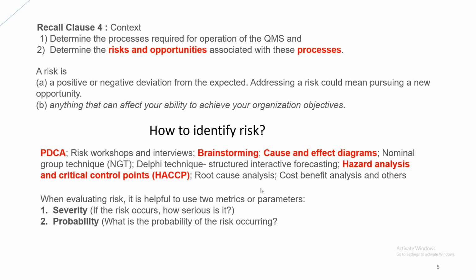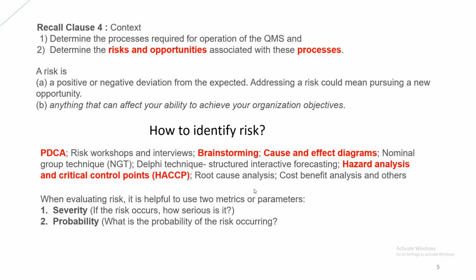Okay, guys, this is just exposure about the risks. If you can recall clause 4 on context, clause 4 requires us to determine the processes required for operation of the QMS and also determine the risks and opportunities associated with these processes. We are required to do it. So every time you have a process, you must come up with risks and opportunity.